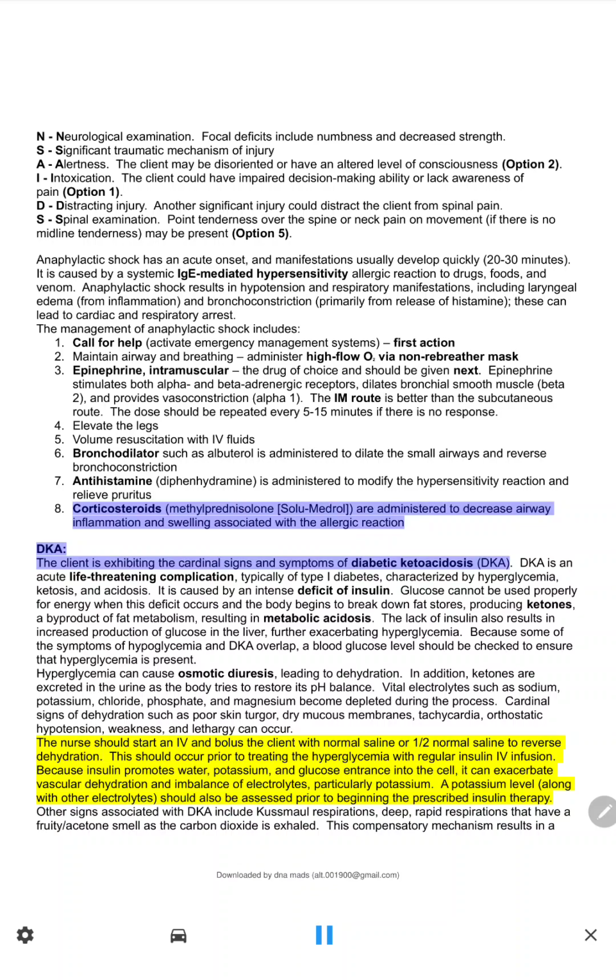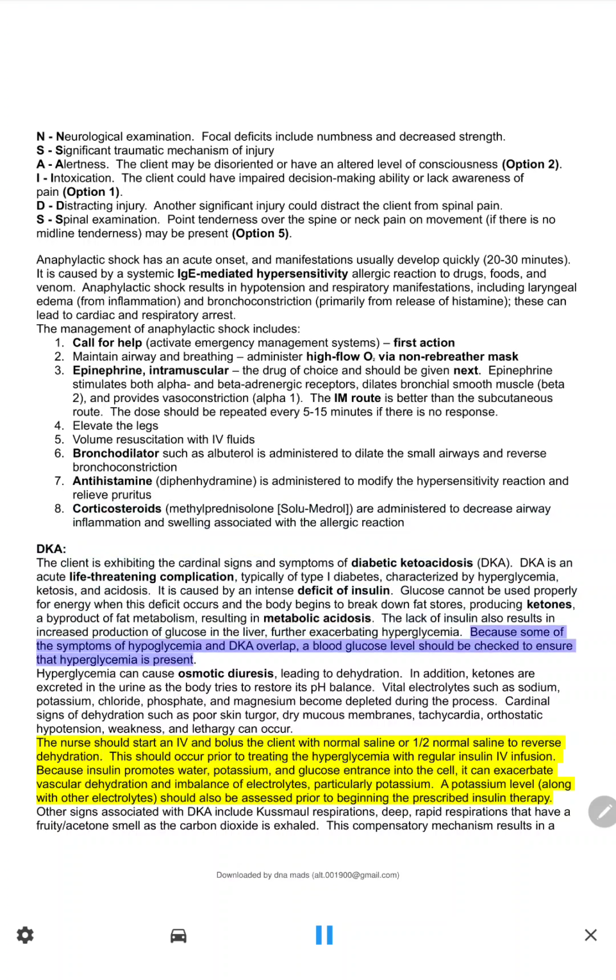DKA. The client is exhibiting the cardinal signs and symptoms of diabetic ketoacidosis. DKA is an acute life-threatening complication, typically of type I diabetes, characterized by hyperglycemia, ketosis, and acidosis. It is caused by an intense deficit of insulin. Glucose cannot be used properly for energy when this deficit occurs and the body begins to break down fat stores, producing ketones, a byproduct of fat metabolism, resulting in metabolic acidosis. The lack of insulin also results in increased production of glucose in the liver, further exacerbating hyperglycemia.